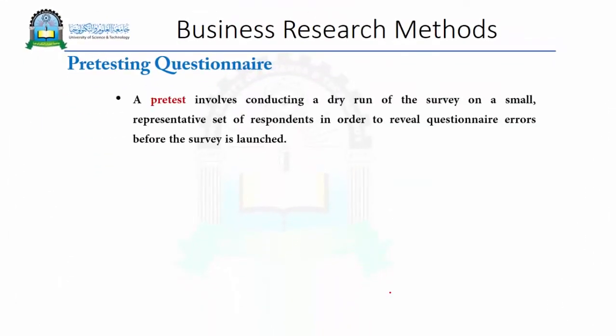The questionnaire needs to be pre-tested. When you finish preparing the questionnaire, following the rules and the guidelines we have just talked about, you need to pre-test the questionnaire. The pre-test involves conducting a dry run of the survey on a small representative set of respondents. So I will choose a small number of respondents and give them the questionnaire to check validity, for example, whether it is clear or not, and whether it is reliable or not. So to reveal questionnaire errors before the survey is launched.